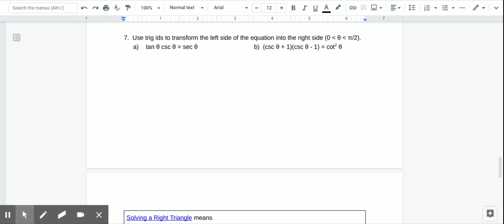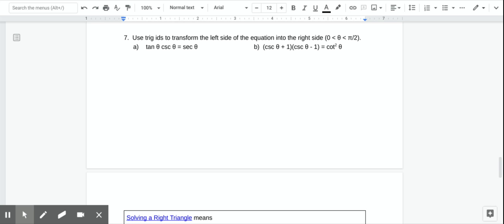One other thing that we want to do with these trig identities is to simplify things and verify things. We did this a little bit last year in Algebra 2, but honestly not a whole lot. So what we're going to do is use our trig identities to transform the left side of the equation into the right side. We want to show that these two things are equal. So we are not allowed to switch things over to the other side of the equation. We're just working with one side at a time.